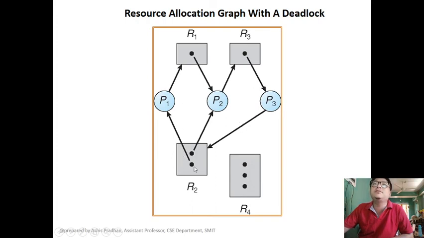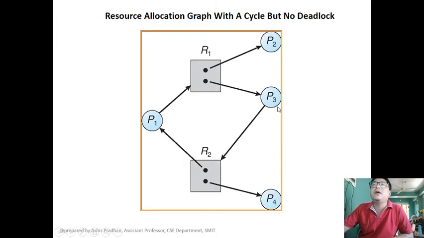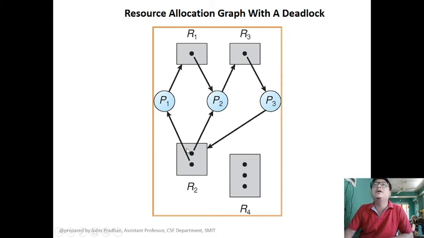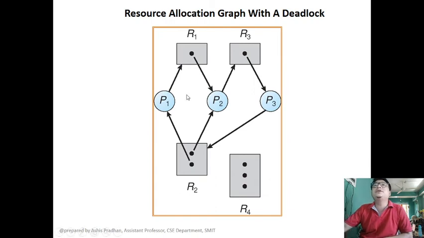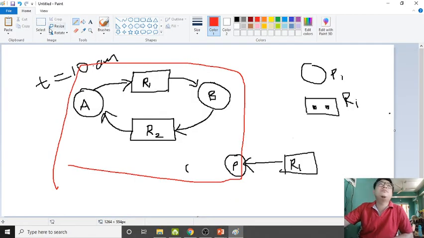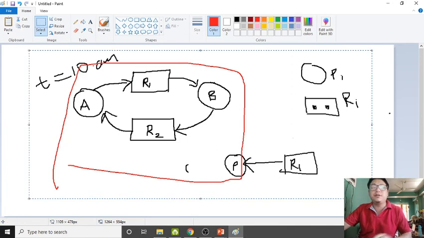So there is a cycle going from P1, P1 to R1, R1 to P2, P2 to R3, R3 to P3, and P3 to R2. Now, if a graph contains a cycle, then there is a possibility of deadlock. Whenever there is a cycle in a resource allocation graph, we can only assume that a deadlock situation may happen.